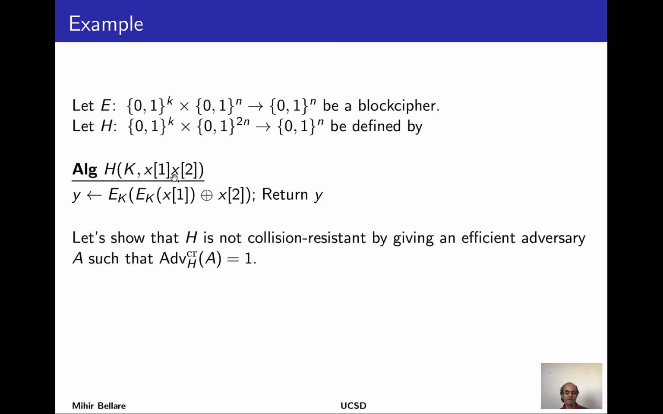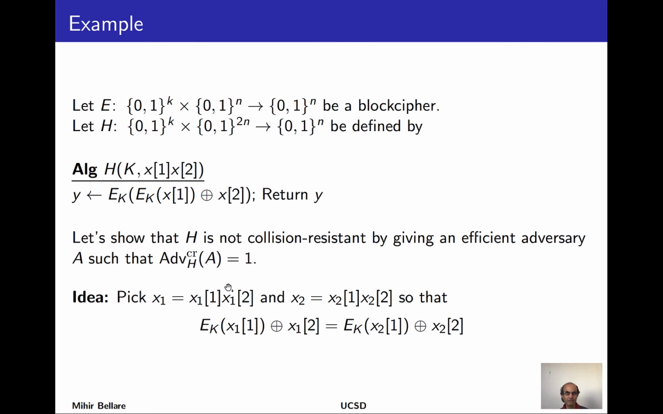We break our input into 2 halves, each n bits, and then we apply the block cipher with the key k to the first half, add in the second half, and reapply the block cipher. So that's our candidate, and this output is returned. But the claim continues to be that this is not going to work. And let's illustrate why that's the case. To do that, we have to design an adversary specified in pseudocode and argue that it has a high collision resistance advantage.